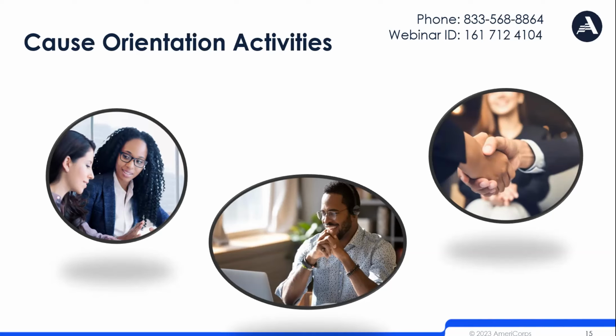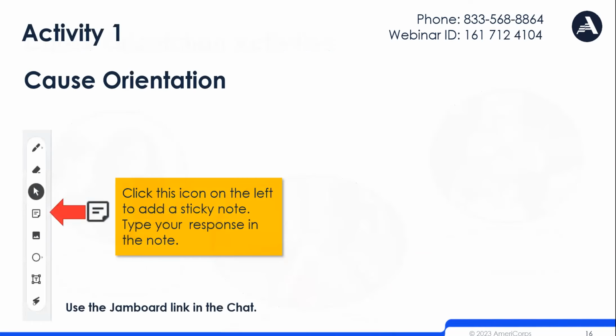So next, we'd like to learn what type of cause orientation activities your project includes in its orientation. And Eric's going to explain this activity. We're going to use the Jamboard for the next few activities so that you can share some of your experiences and your ideas with your colleagues. We'll then gather your ideas and make them available after the webinar. So here's how it'll work. In the chat, you can click on the link to the Jamboard and feel free to keep it open for the next few activities during the session.